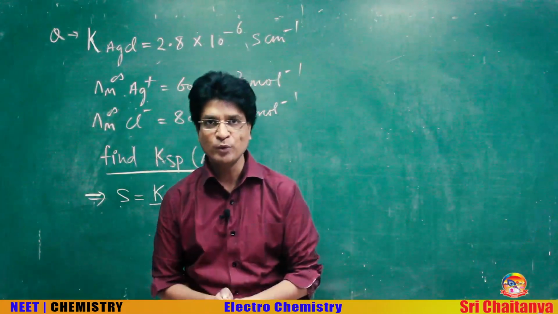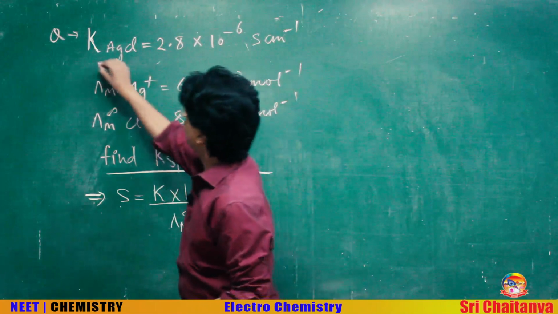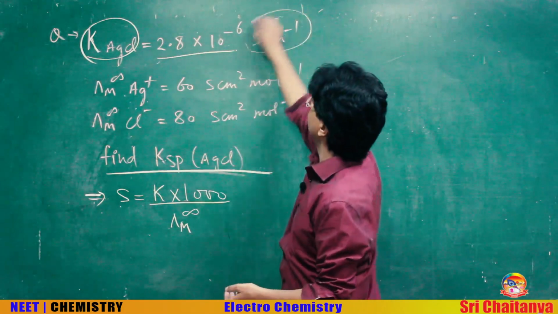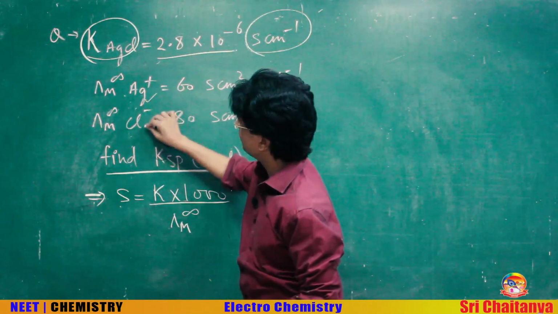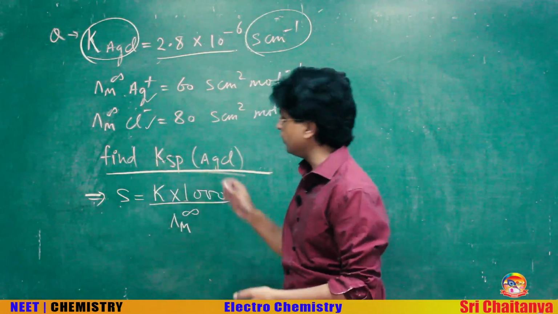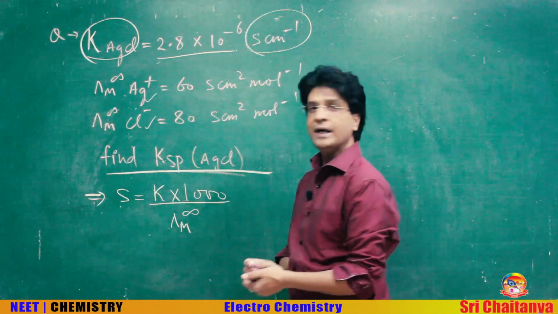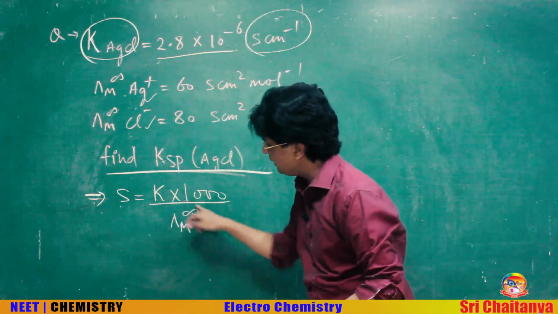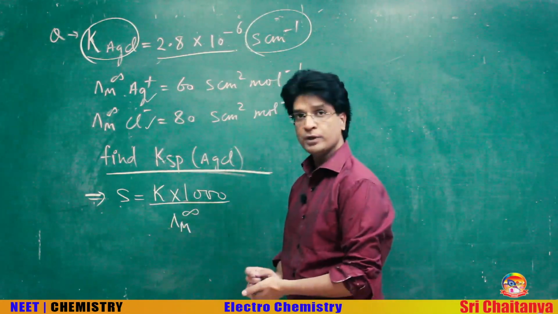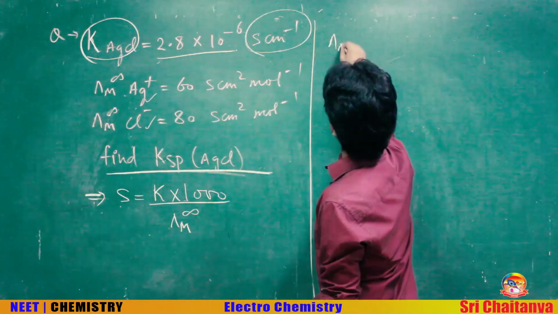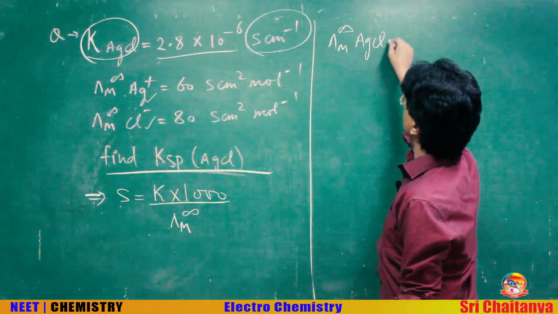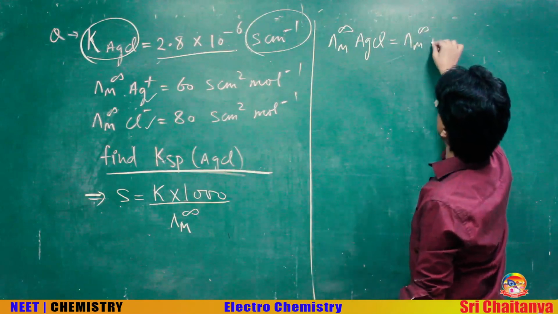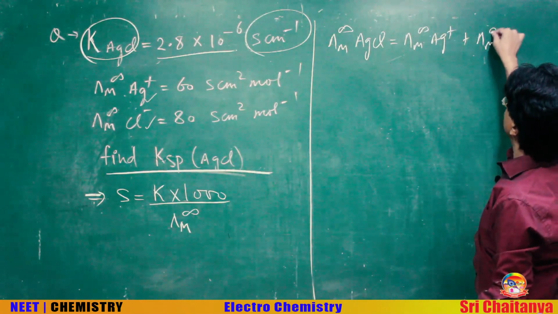Okay, so let's solve one more question based on solubility product. Here they have given you kappa, conductivity of AgCl, which is 2.8 times 10 to power minus 6 Siemens per centimeter. They have also given you molar conductivity of Ag plus and Cl minus ions. They are asking you Ksp of AgCl. Now to find out Ksp, I need to have solubility, and the formula for solubility is kappa into 1000 divided by molar conductivity of AgCl at infinite dilution. Now I know that molar conductivity at infinite dilution of AgCl is equal to the summation of the molar conductivities of the ions. So that will be molar conductivity of Ag ions plus molar conductivity of Cl ions.